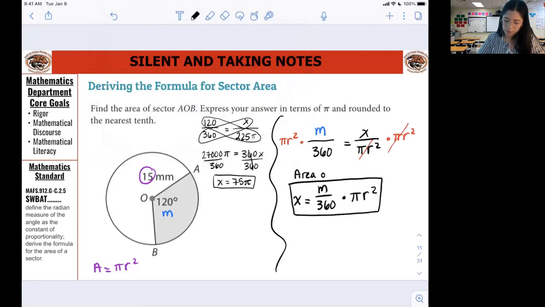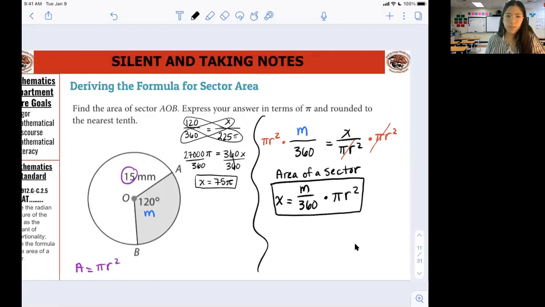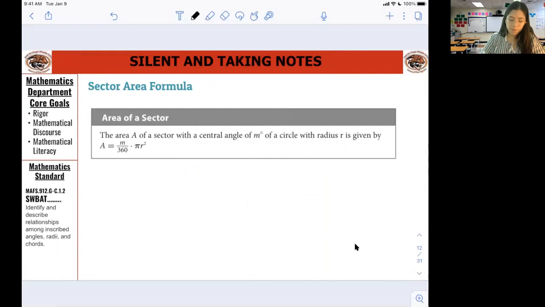Area of a sector. So M is the, what is it called again? The angle, the central angle. Mm-hmm. And then 15 is... So any questions on how I got the formula? No, I understand. Cool. So now I'm going to use it to solve a couple problems.